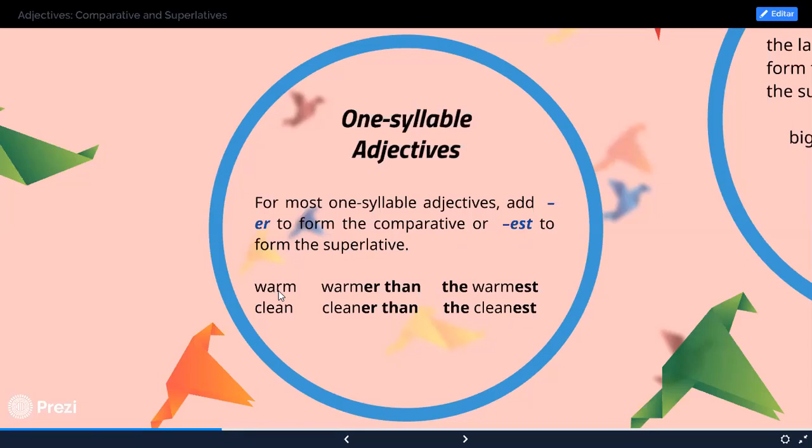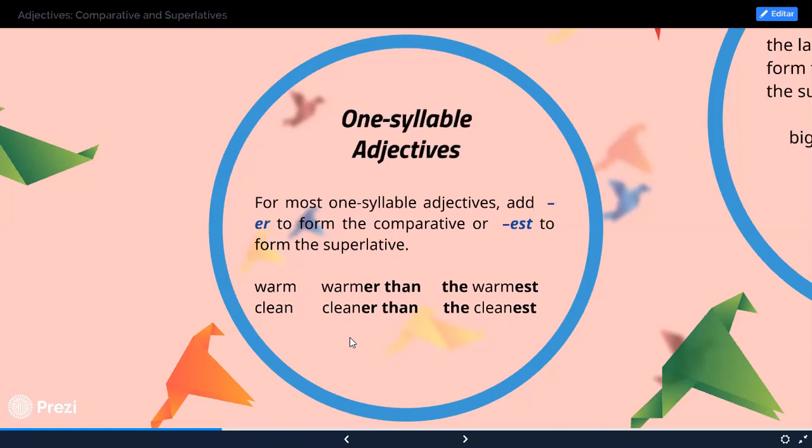So you can see that I have this example. Warm, clean. How many syllables were you able to identify? Warm. One syllable. Clean. One syllable. Cheap. One syllable. Young. One syllable. Excellent. Okay, so since those adjectives have one syllable, what I'm going to do is add ER, okay? So in this case, warm becomes warmer than, and clean becomes cleaner than. Is that clear?